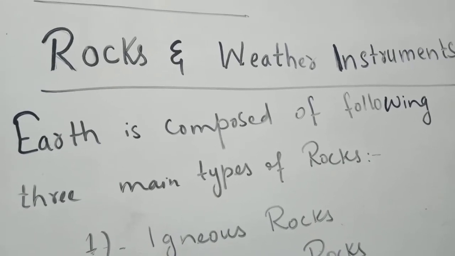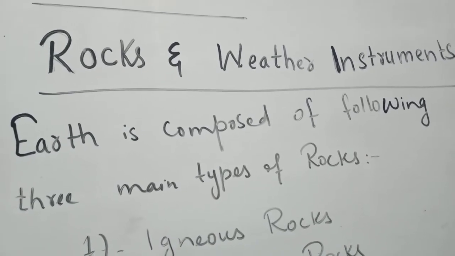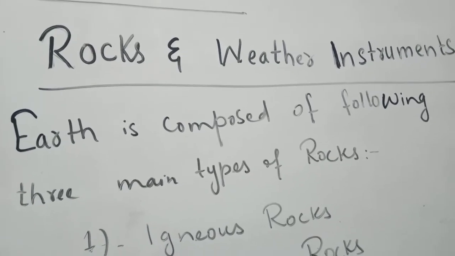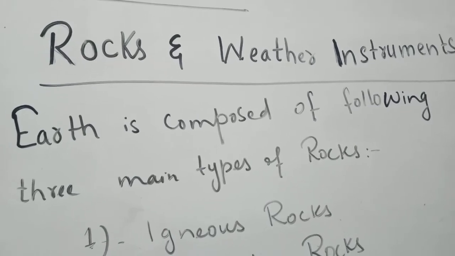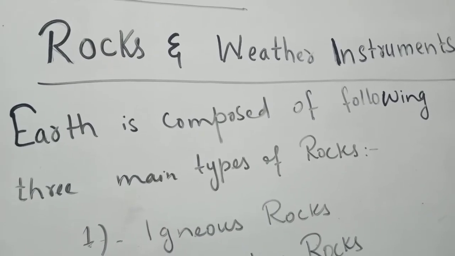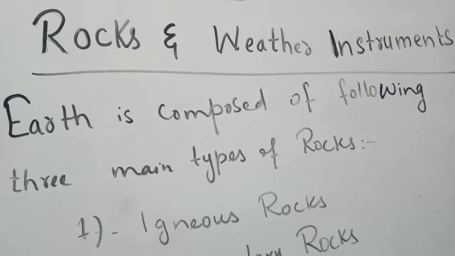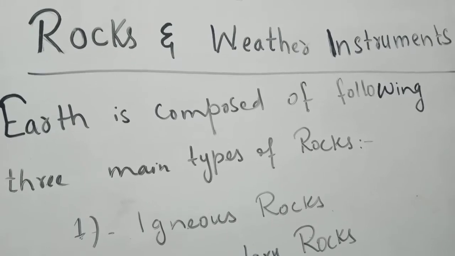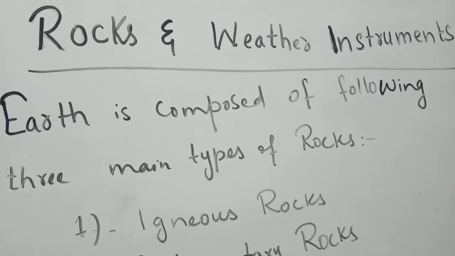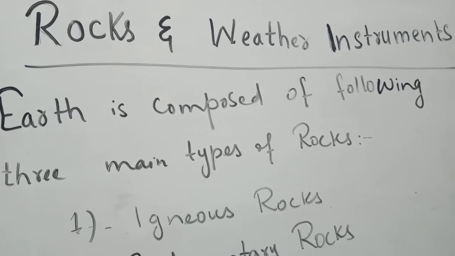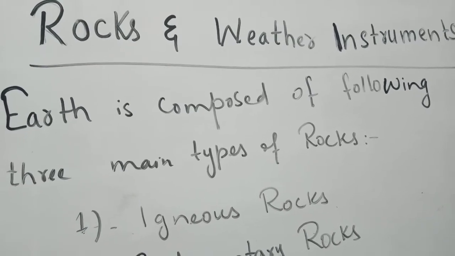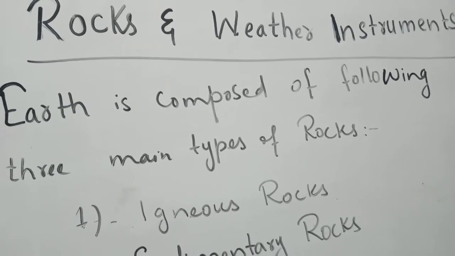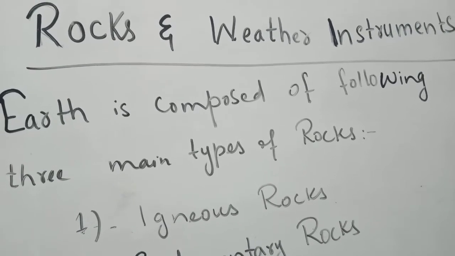Okay, so everybody knows that our earth is composed of many types of rocks. Anything which is responsible to constitute the surface of the earth is called rock, whether it is a solid or hard material like granite or a soft material like clay. Anything which formulates the uppermost layer of the earth's surface is commonly known as rocks. Okay, how many types of rocks do we have?